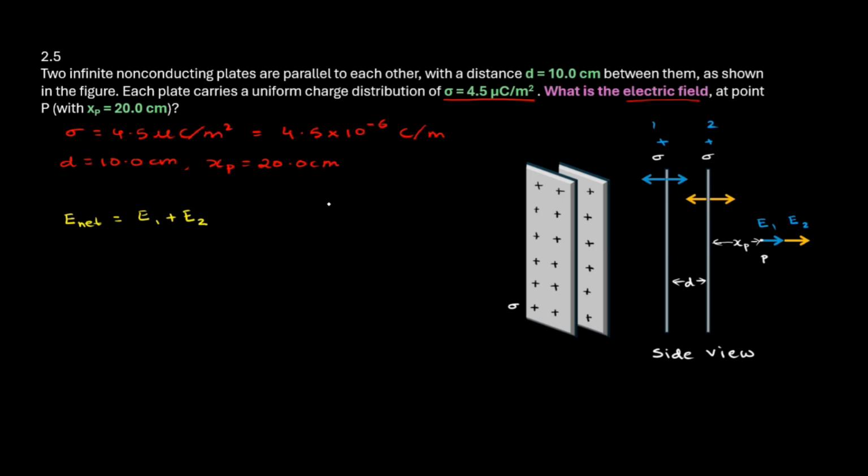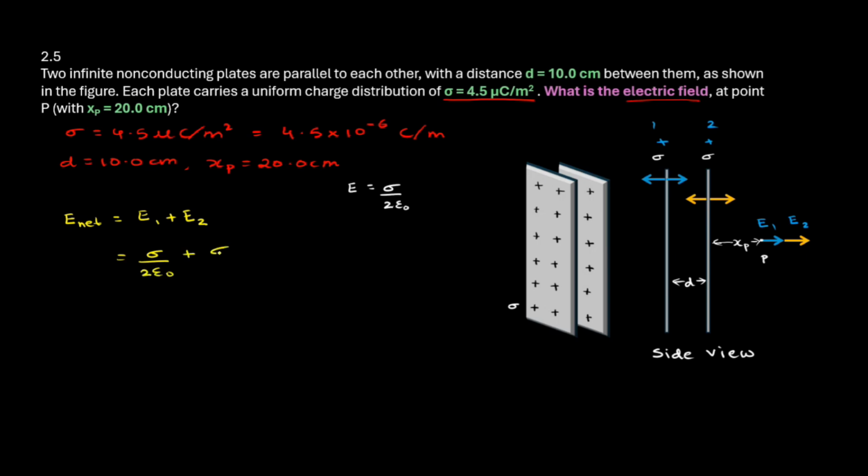Now we know for an infinite non-conducting plate, the electric field at any point near the plate is given as sigma over 2 epsilon naught. And this electric field is independent of the distance from the plate. It depends only on the charge distribution and the permittivity of free space. So the electric field at point P because of plate 1 and plate 2 will have the same value because they both have the same charge distribution, and this value of electric field does not depend on the distance from the plates. So I can write for E1 and E2 as E1 will be sigma over 2 epsilon naught.